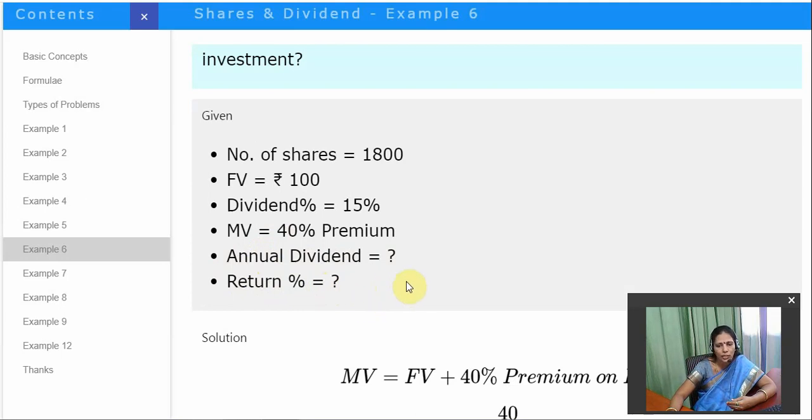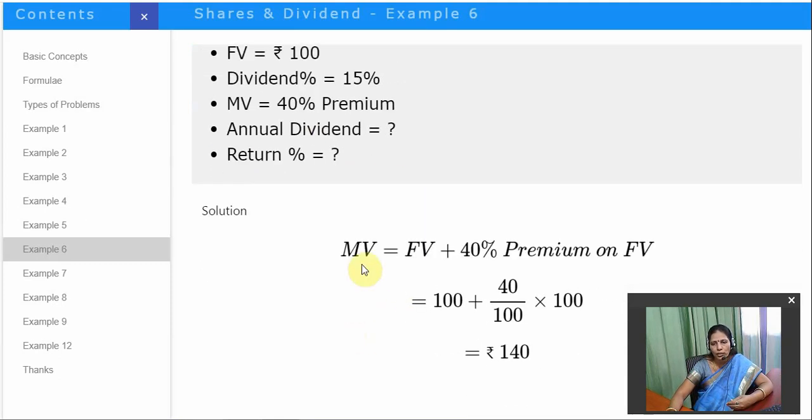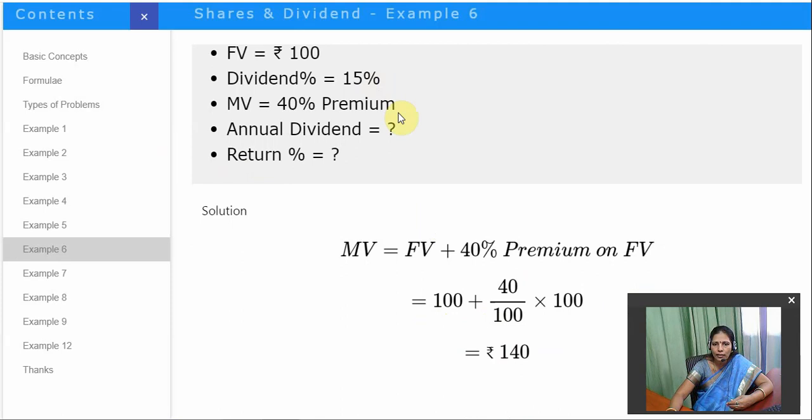Right? Now we will come to the solution. Now we will first find out what is the market value. Market value is equal to face value plus 40% premium on face value. So face value is 100 rupees plus 40% is 40 by 100 into face value. So it is 140 rupees. So the market value per share is 140 rupees.